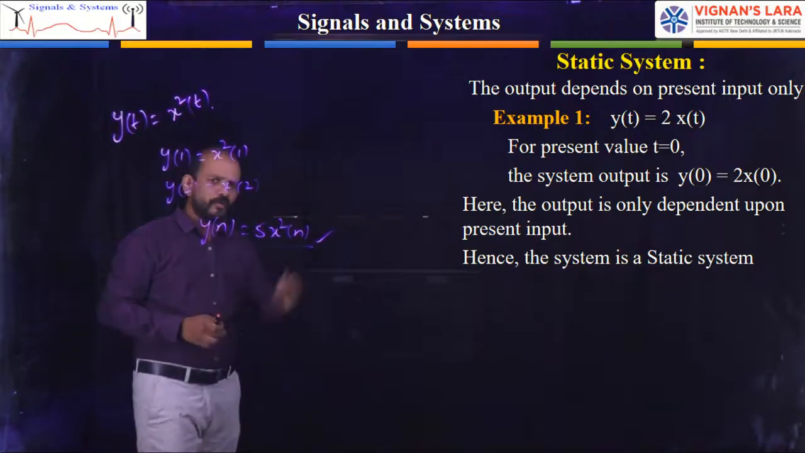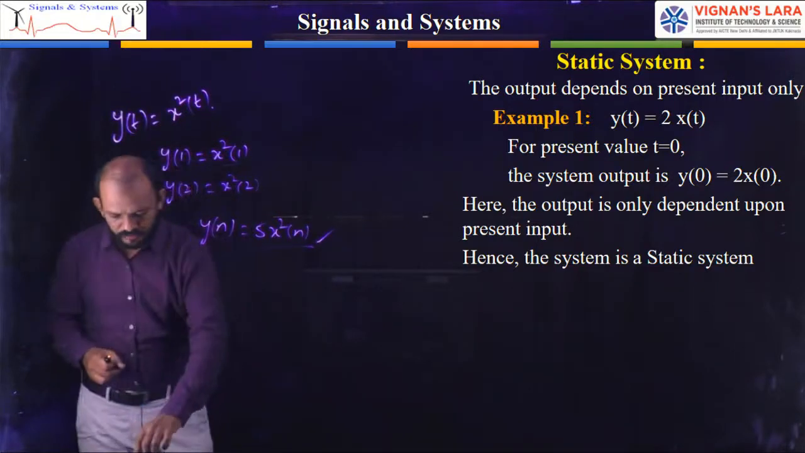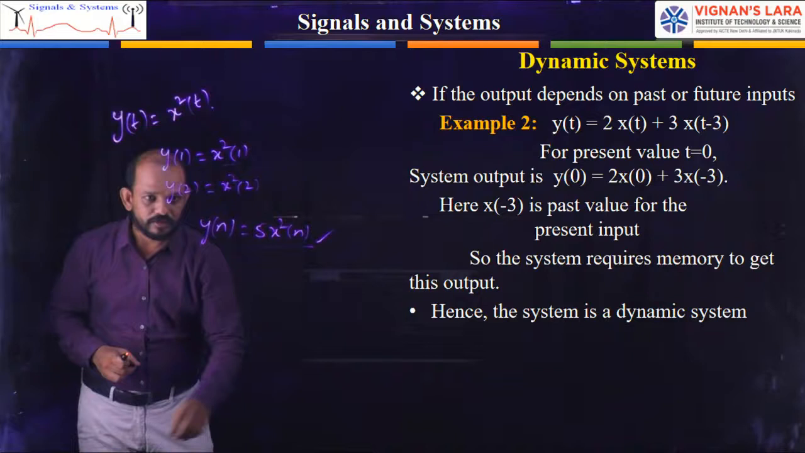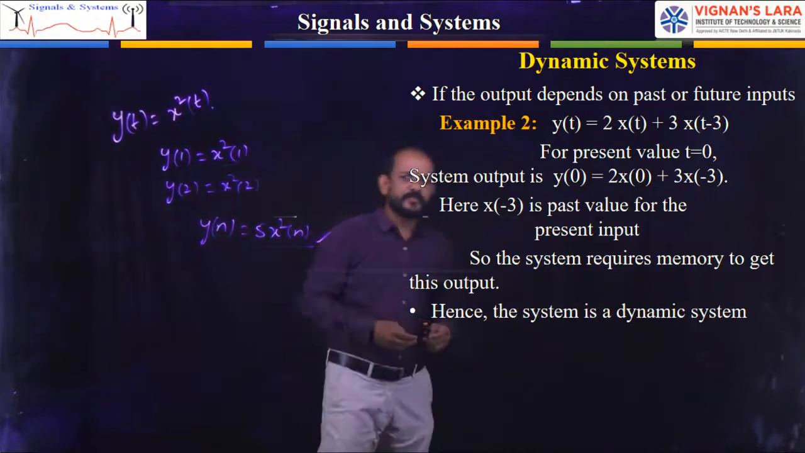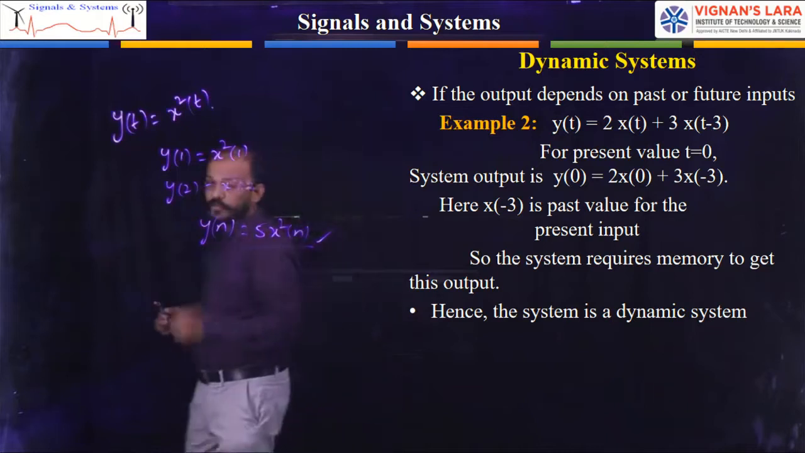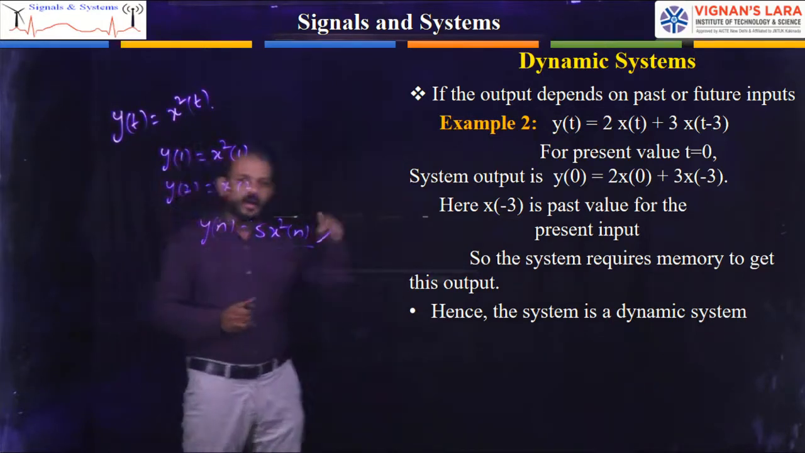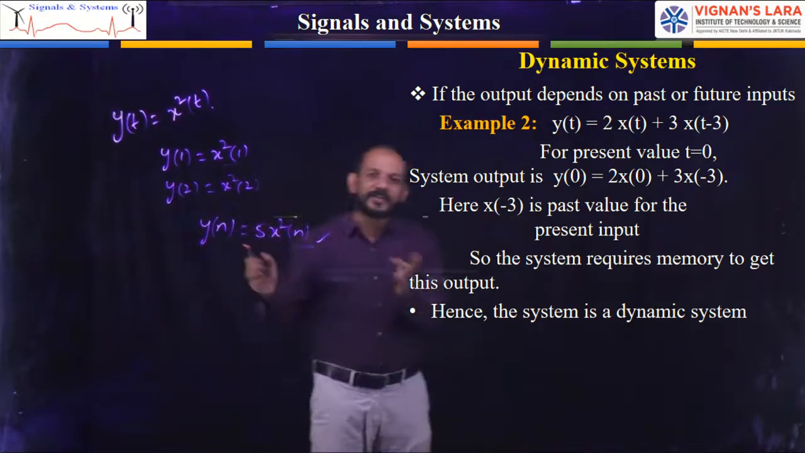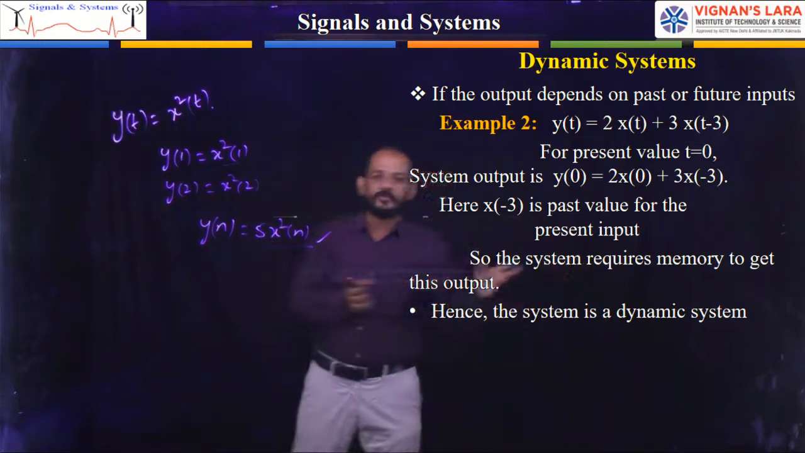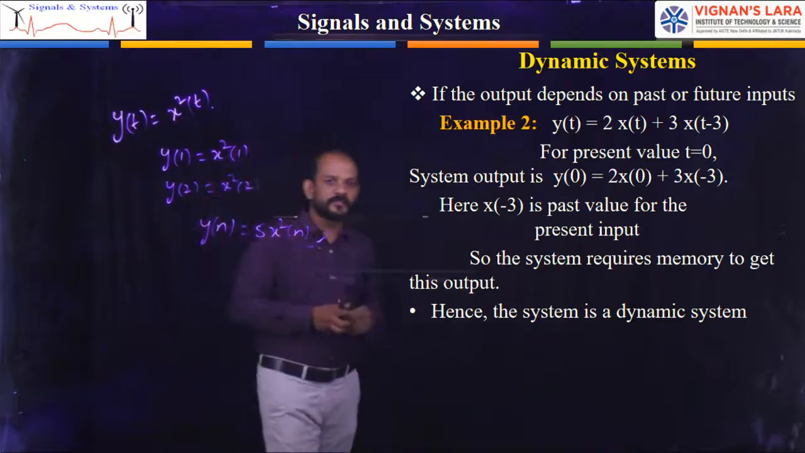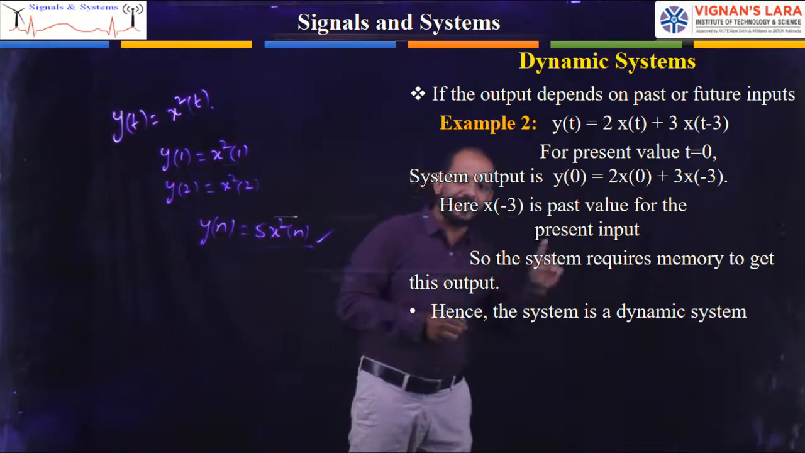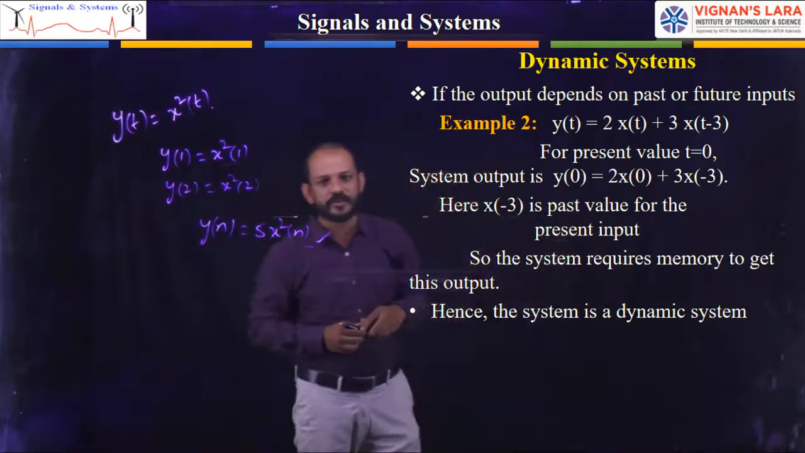Now move on to the dynamic system. I already explained to you what a dynamic system is. A system is said to be a dynamic system if the output depends on past or future values. If the output depends on past or future input values, then I can say it is a dynamic system.